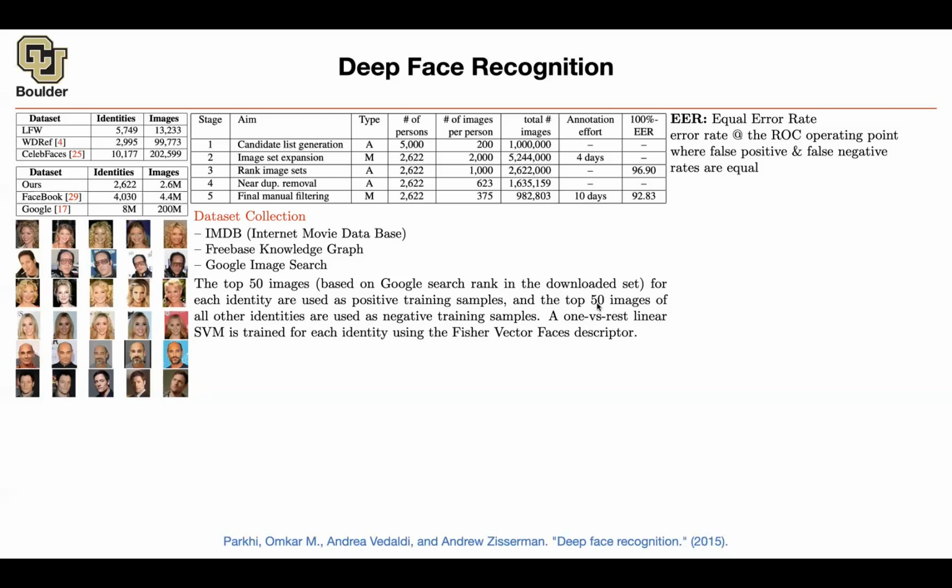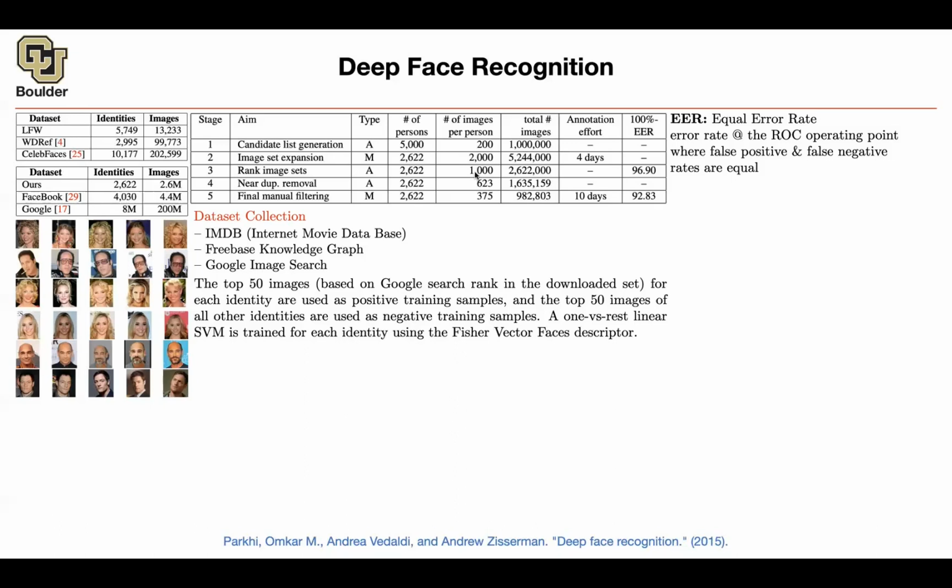You're going to collect 50 images of all the other identities, or some other identities, as your negative images. And you're going to train a one versus rest support vector machine. So it's just a classifier. Classify this person. Because some of these 2,000 images might not be images of this identity.